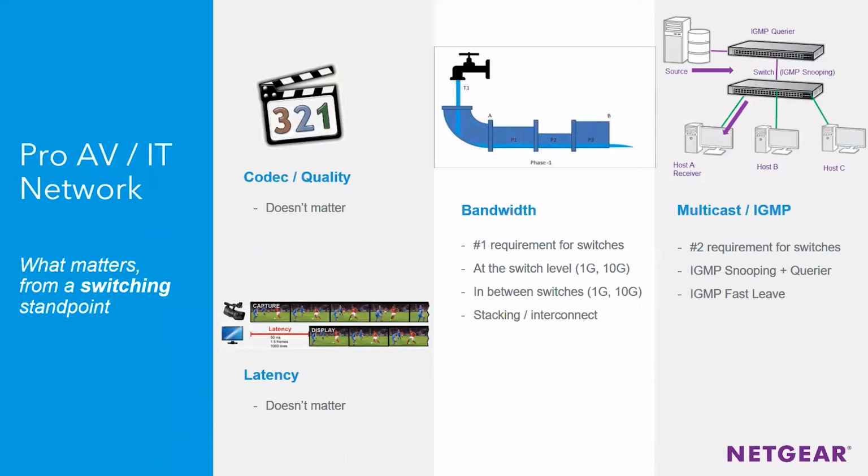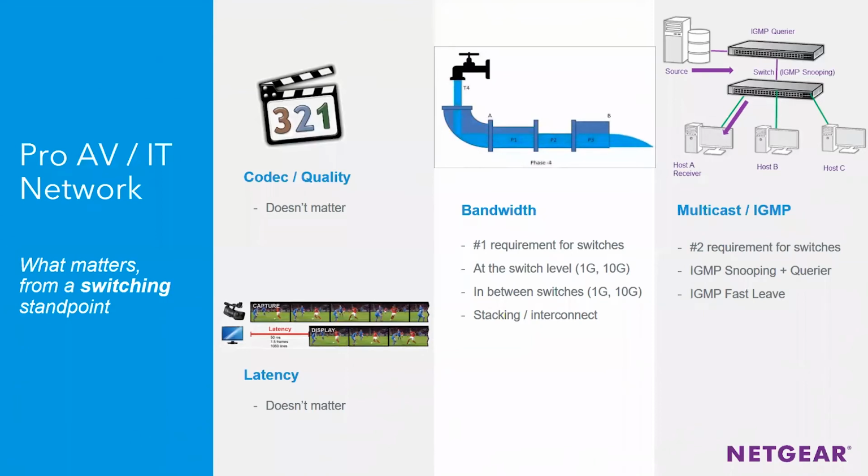The second parameter is multicasting. Why? Because every single video over IP technology out there, with no exception, is based on multicast, because it must be. It's one to many. You don't want to inject one-to-one unicast video transmissions over an Ethernet network. That would be criminal. So multicast is a great technology. It's proven robust for 20 years now. It's called IGMP as a protocol. And snooping, query, and fast leave are the three checkboxes you've got to select for any switch installation.